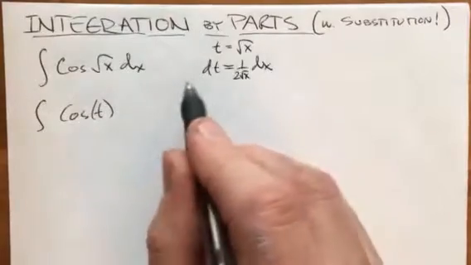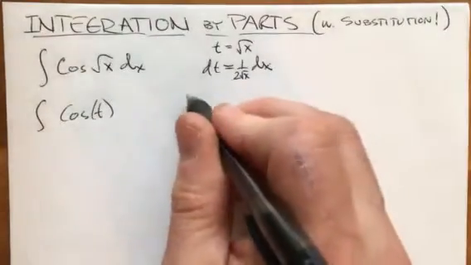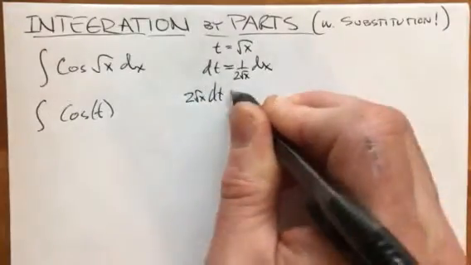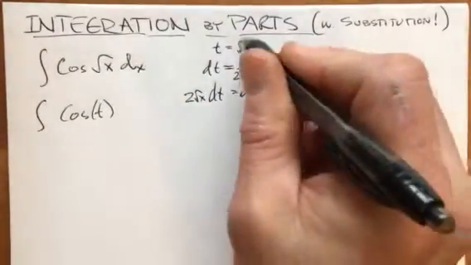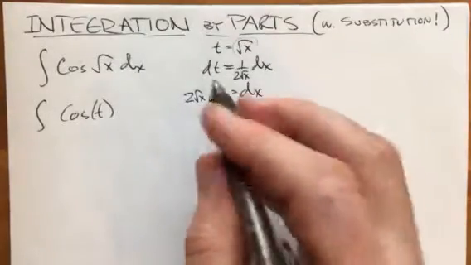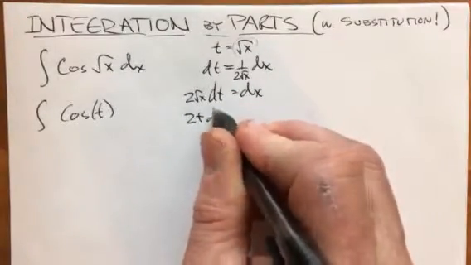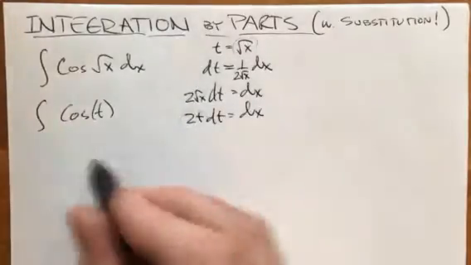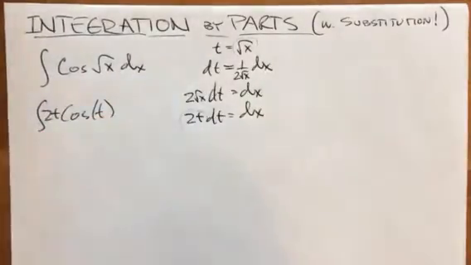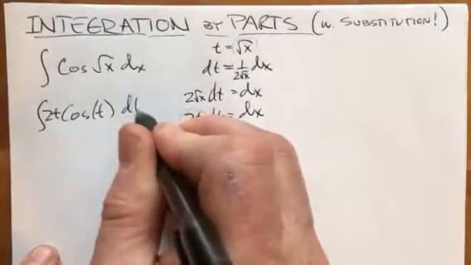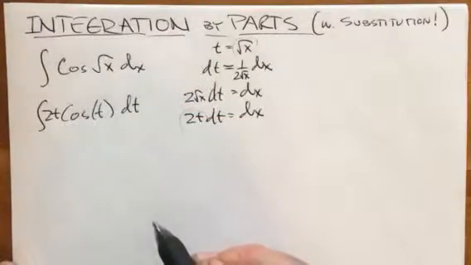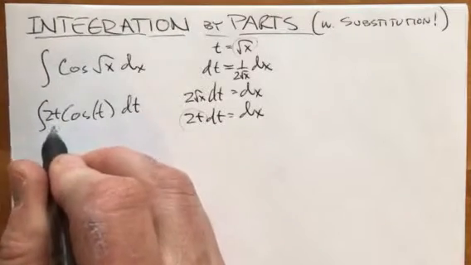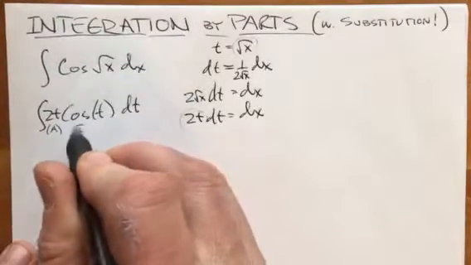So if we multiply both sides by 2 radical x, we get 2 radical x dt equals dx, but remember that radical x is just t, so we get 2t dt equals dx. So when I put this out front, 2t, and then get myself into dt format, I can then integrate this by parts. So here is our algebra part, and here is our trig part.